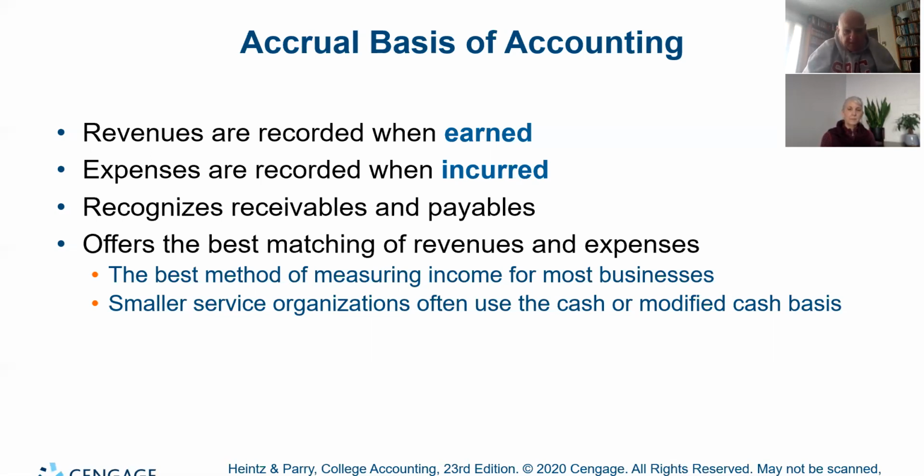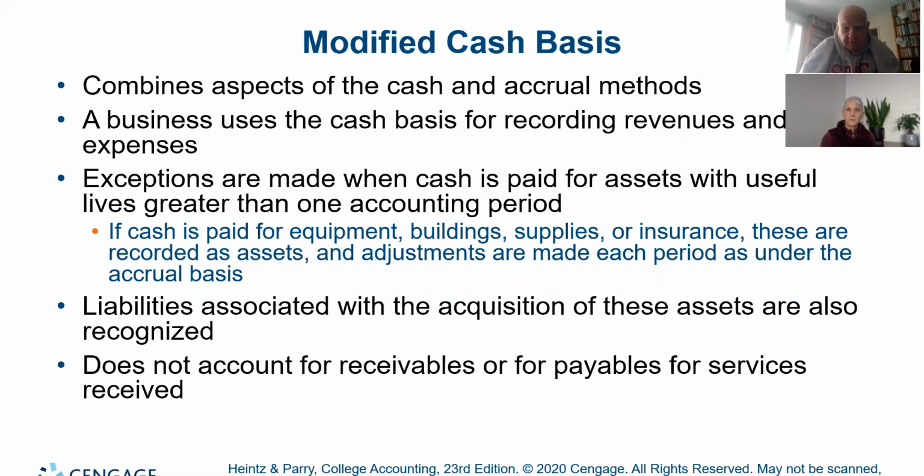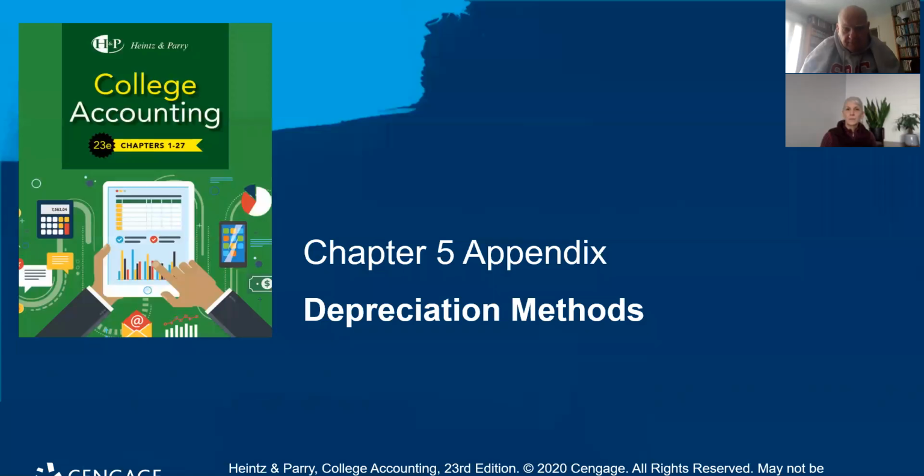Recognizes revenues and payables. The accrual basis of accounting offers the best matching of revenue to expenses, the best method of measuring income. Smaller places can use the cash basis because they're not interested in going to a bank and borrowing money. They're not trying to get listed on a stock exchange. They're not looking to grow the business. They just have their little niche and they're happy with it. And that's pretty much it.